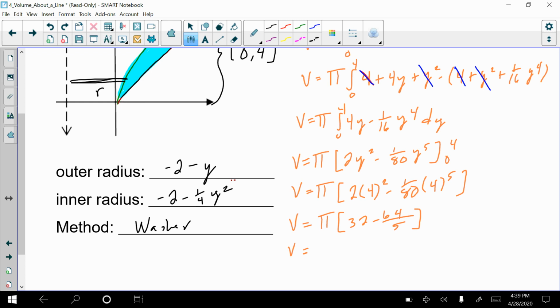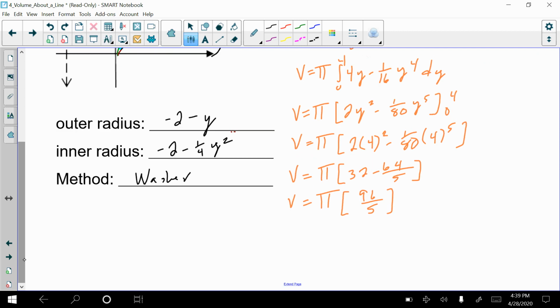And then when you combine those with a common denominator, you're going to wind up with 96/5. And that won't really simplify any further. You just distribute the pi in and you'll get volume is equal to 96 pi over 5 cubic units, whatever they happen to be.